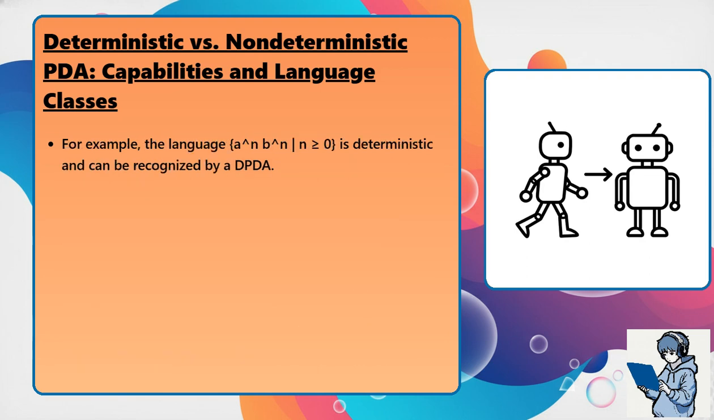For example, the language a^n b^n, where n is greater than or equal to 0, is deterministic and can be recognized by a DPDA.